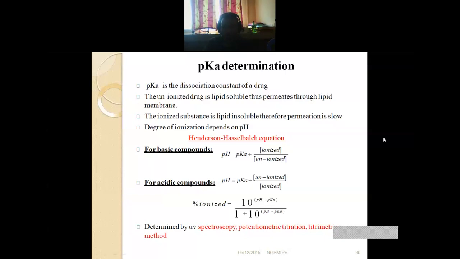So what is the determination? How can we determine the pKa by analytical methods? In terms of analytical methods, we can determine the pKa by UV visible spectrophotometer. Okay, then potentiometric, partition and titrimetric methods. Okay, so these are the main analytical techniques.